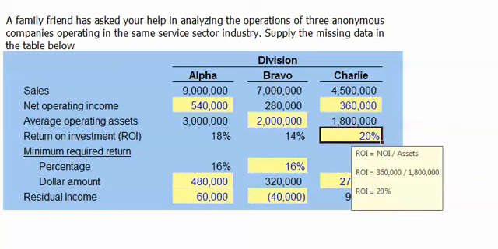Finally, we can solve for our return on investment. ROI is our $360,000 net operating income divided by our $1.8 million in average operating assets. We find Charlie Company has an ROI of 20%.